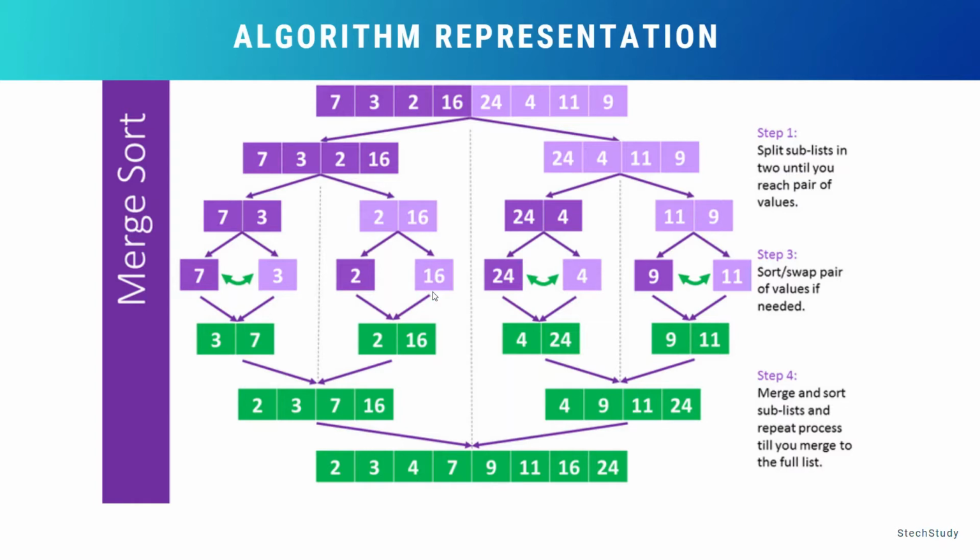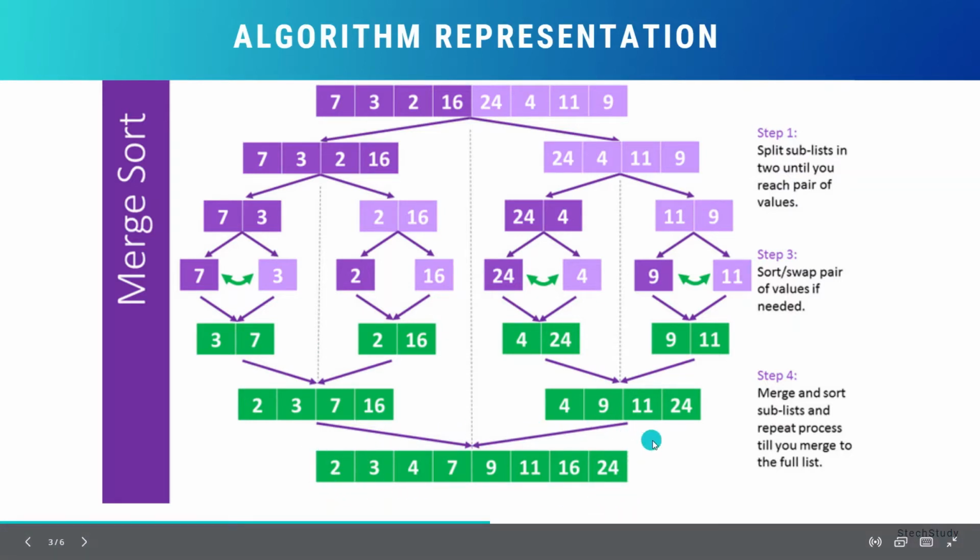Then in the second step, we check whether there is only one element in the set. Next, in the third step, we take a pair of elements and compare them. If they are not in order, we swap. Here 7 and 3 will be compared. Since we are assuming that we are sorting the elements in ascending order, we compare: 7 is greater than 3, so we swap the elements. Finally, in the last step, we go on merging until the original input array is computed.